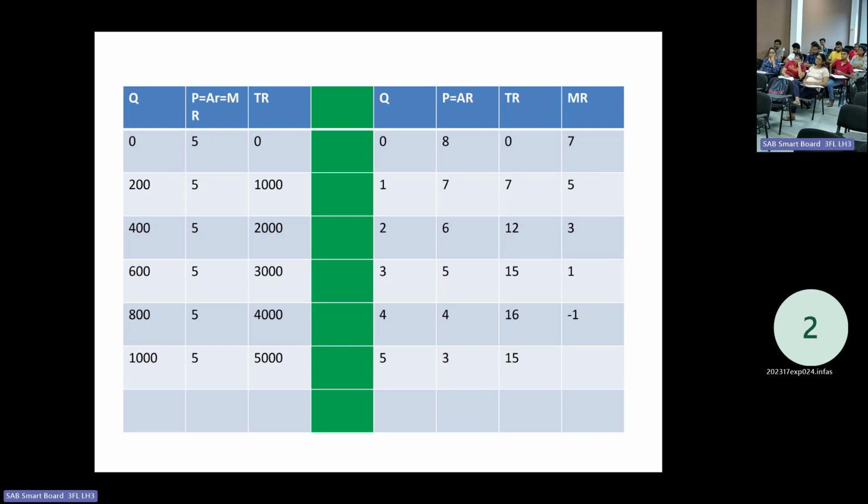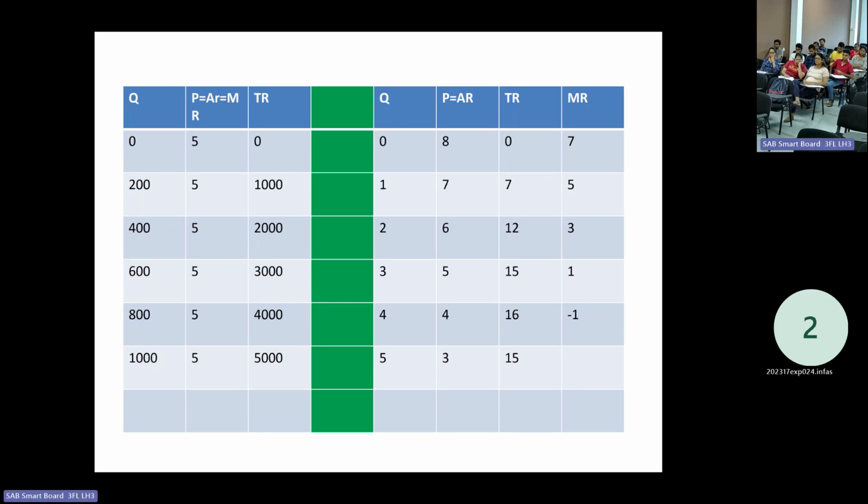So at zero quantity, the price is 8. At price 7, quantity is 1. At price 6, quantity is 2. When the price decreases, demand increases. So this is the price varying. We know that price equals average revenue. Here also, when you estimate the total revenue, price into quantity gives 6, 12, 15.